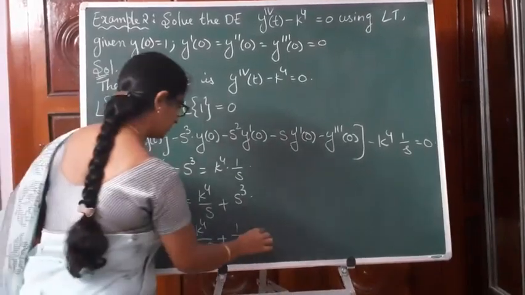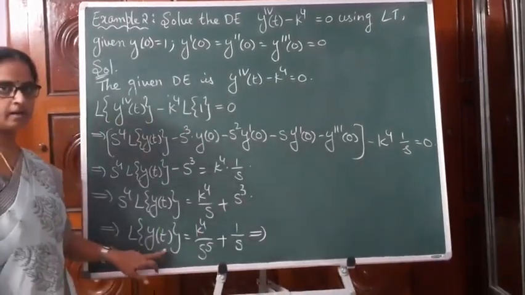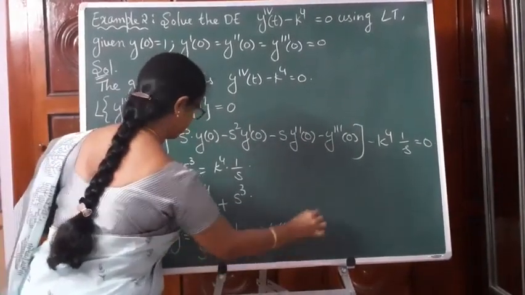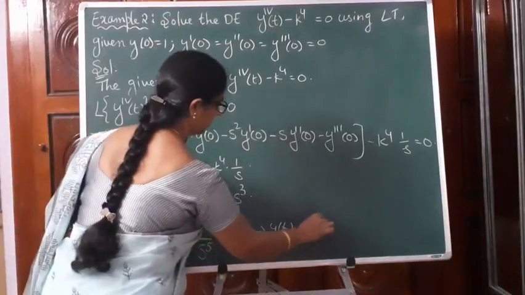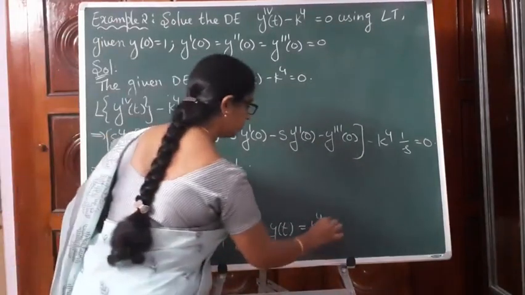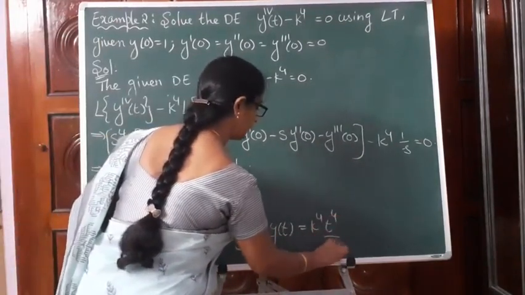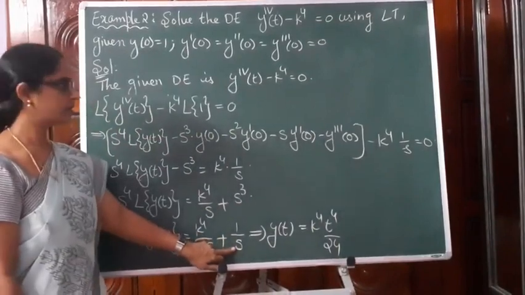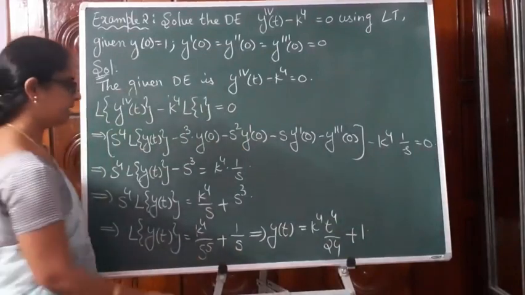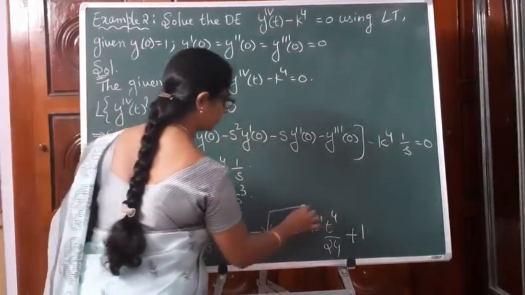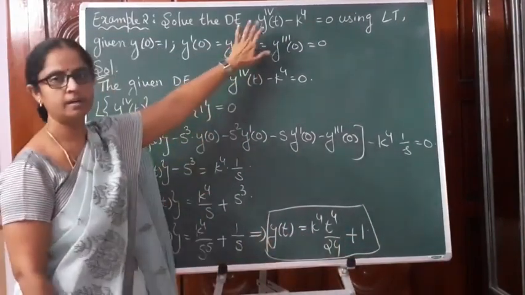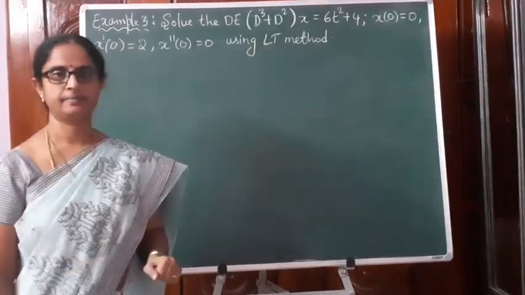And what is the inverse Laplace transform here? Applying L inverse on both sides, we get y(t). y(t) is equal to k⁴, a constant, times L inverse of 1 by s⁵, which is t⁴ by 4 factorial. 4 factorial is 24, plus L inverse of 1 by s, which is 1. Therefore, y(t) is equal to k⁴ into t⁴ by 24 plus 1, the solution of this fourth order differential equation.